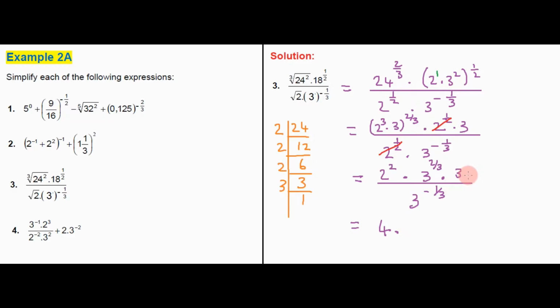Then, where we multiply and the bases are the same, we're going to add the powers. And where we divide with the bases the same, we subtract the powers. So it's going to be 3 to the 2/3 plus 1 minus negative 1/3. So we have 3 to the 2/3 plus 1. We should have a minus in here. A minus times a minus is a plus, so it's plus 1/3.